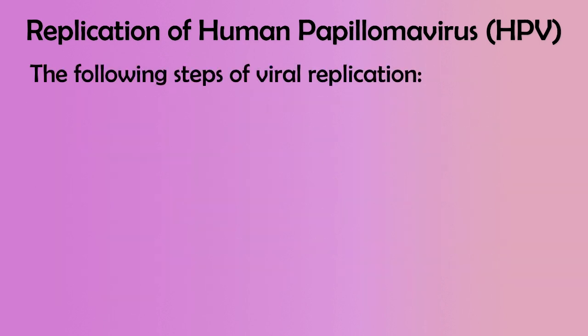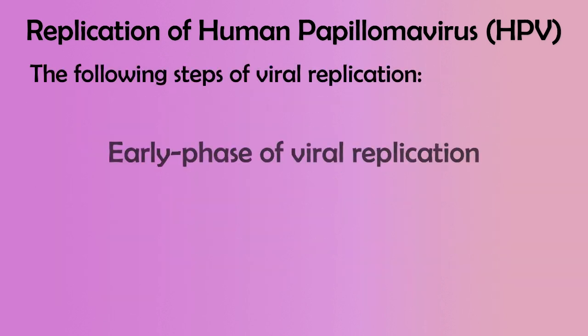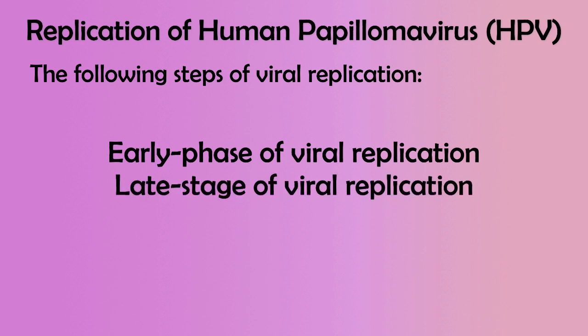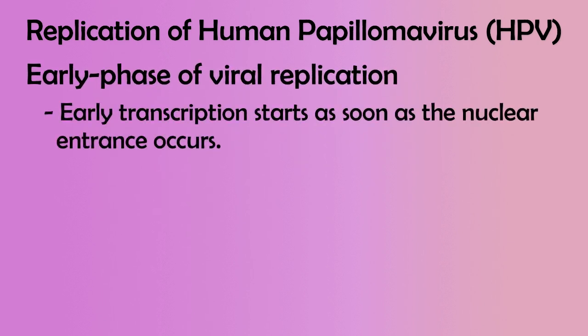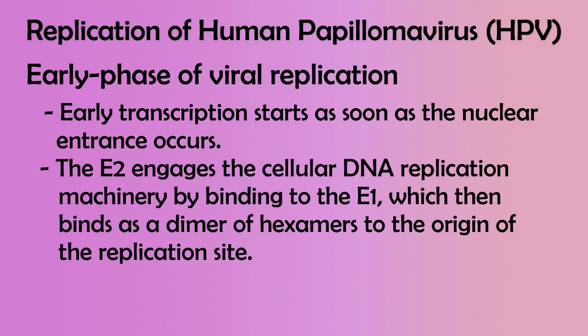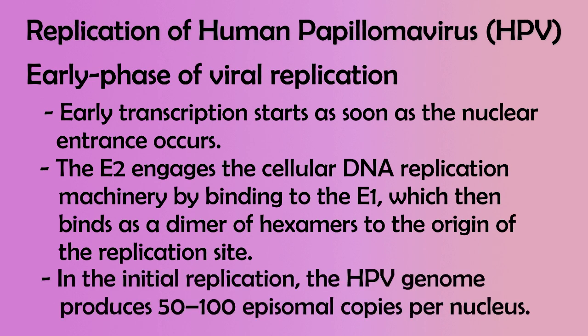The following steps of viral replication are the early phase of viral replication and the late phase of viral replication. Early phase of viral replication. Early transcription starts as soon as the nuclear entrance occurs. The E2 engages the cellular DNA replication machinery by binding to the E1, which then binds as a dimer of hexamers to the origin of replication site. In the initial replication, the HPV genome produces 50 to 100 episomal copies per nucleus.